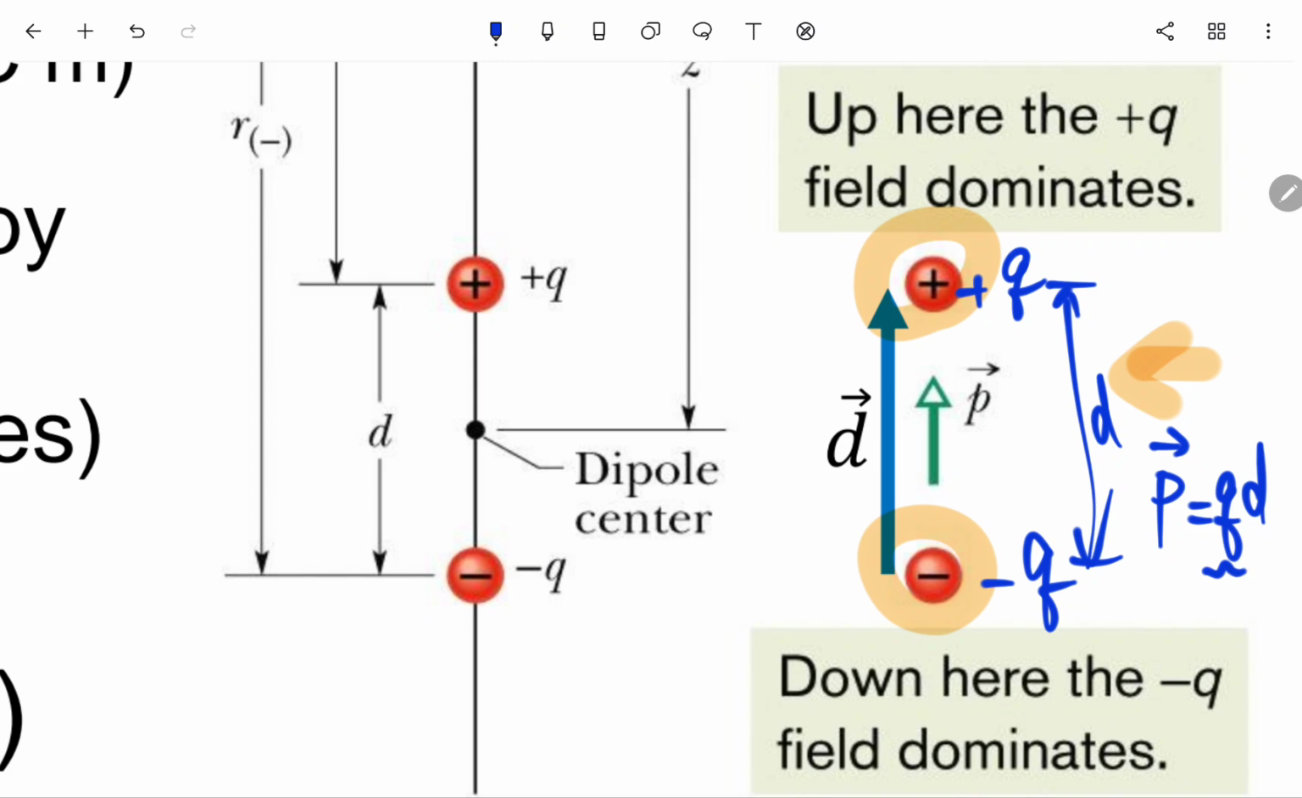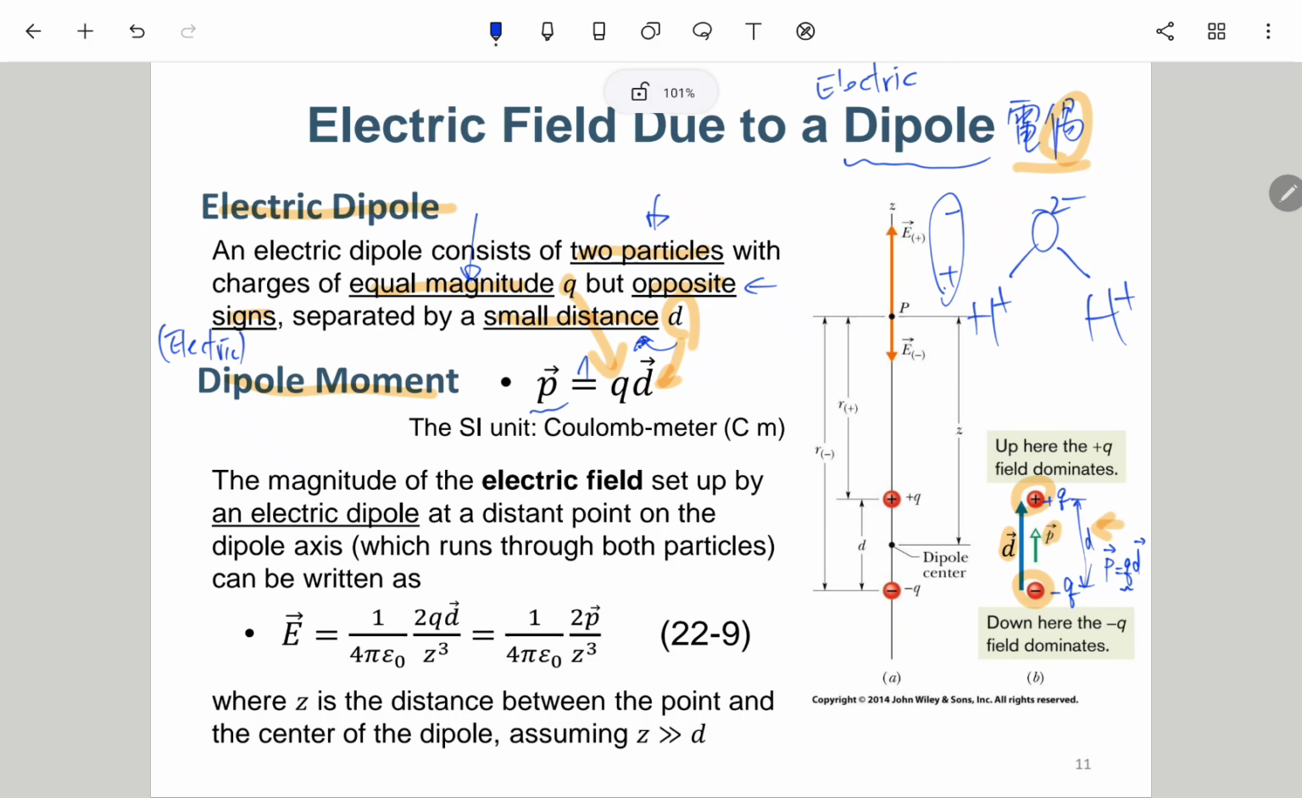Here for the Q we also use the positive sign. So in that way both D and P point to the same direction. This is also a vector. So this is the definition of the electric dipole moment, or the dipole moment. For the SI unit, it is coulomb meter. Very straightforward. The SI unit for the Q is coulomb, and the SI unit for the distance should be meter. So this is C times M.